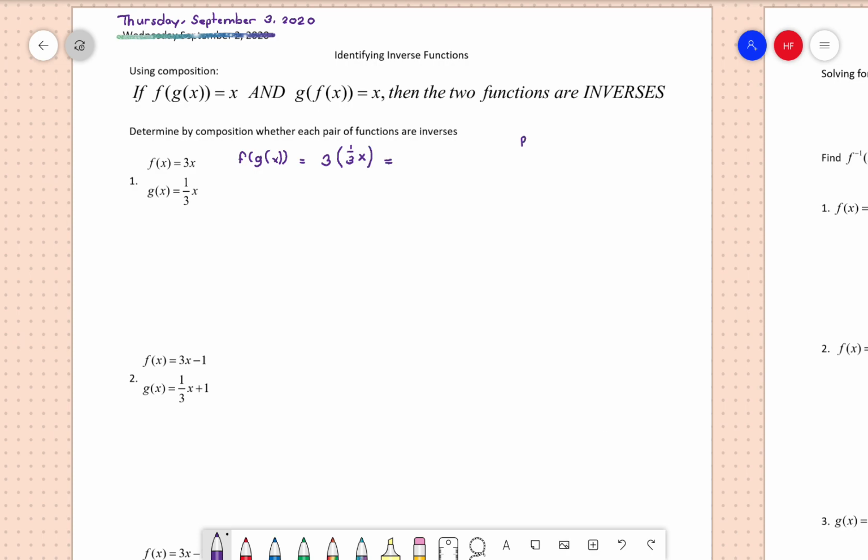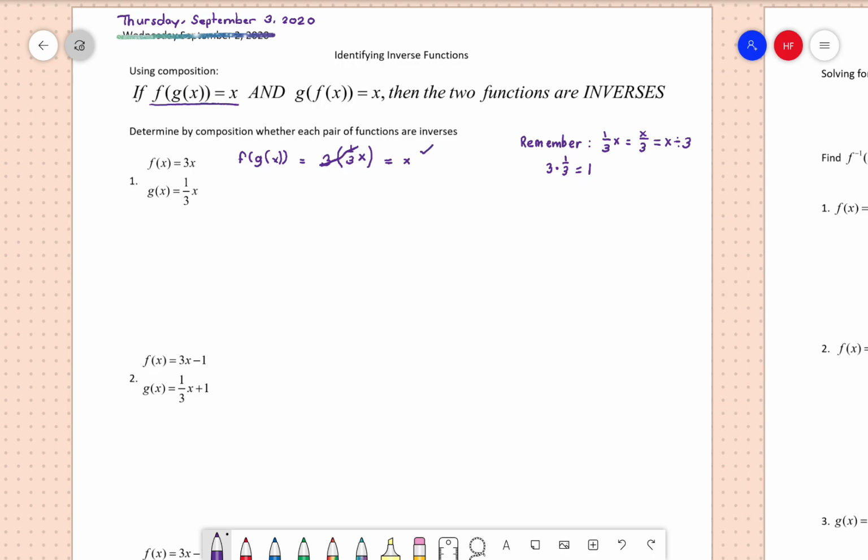Remember, when I'm looking at fractions, 1/3 x is the same thing as x over 3, which is the same thing as x divided by 3. The opposite of division is multiplication. So if I've got 3 times 1/3, those two will cancel. 3 times 1/3 is 1. So we've got x. We're checking, does f of g of x equal x?